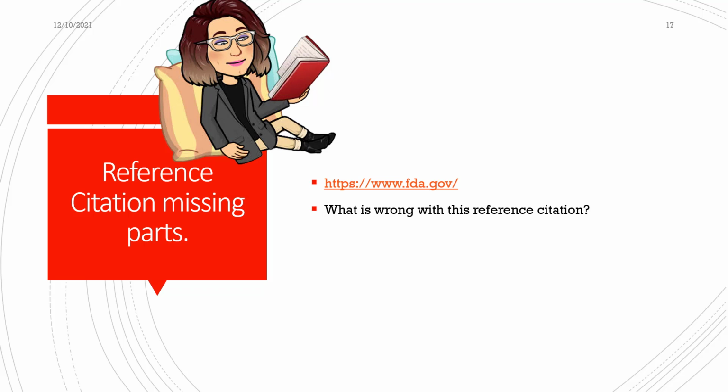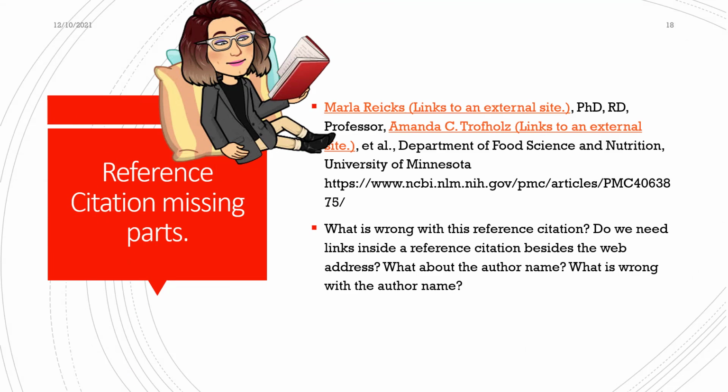What's wrong with this reference citation? It's missing the author name, the date, the article name, the publication name, and the date that you retrieved the website. This is a common error not only in the Week 11 forum, but also in someone's Week 12 final draft. You're supposed to correct this. By the time you get to the final draft, you're not supposed to be missing parts to your reference citation.